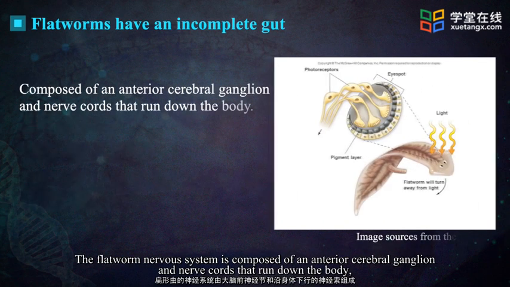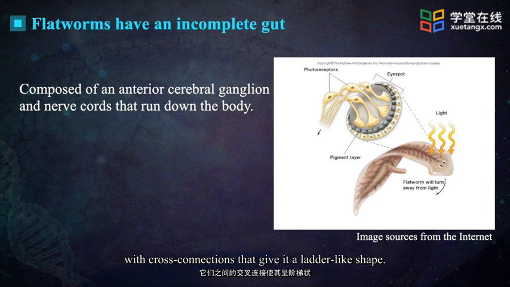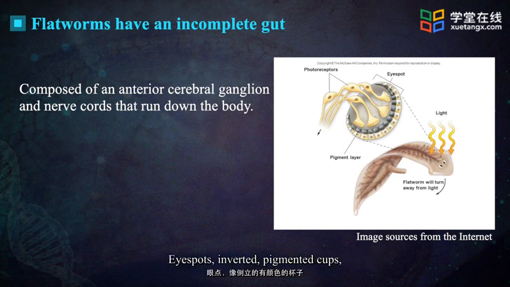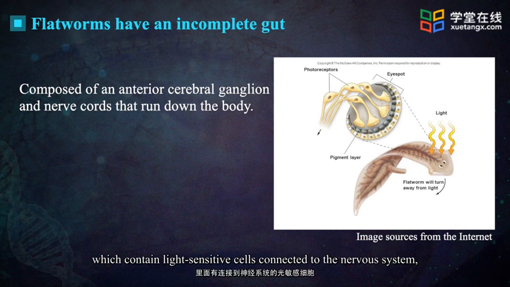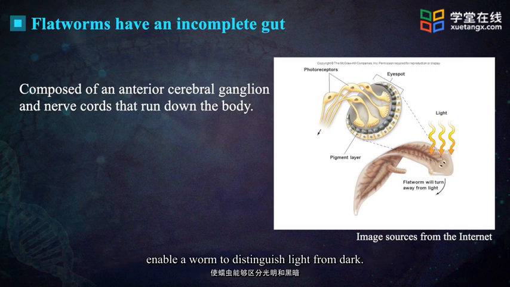The flatworm nervous system is composed of an anterior cerebral ganglia and nerve cords that run down the body, with cross connections that give it a ladder-like shape. Eye spots, inverted, pigmented cups which contain light-sensitive cells connected to the nervous system, enable a worm to distinguish light from dark.